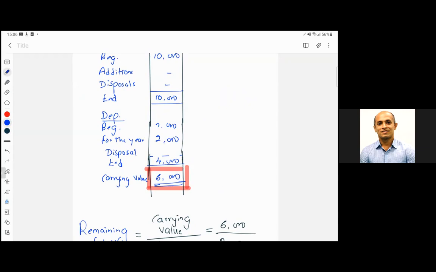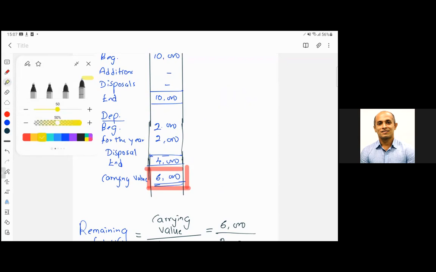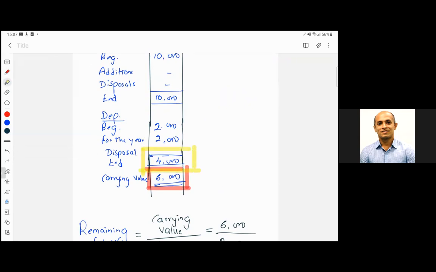Beginning balance 2000, depreciation for the year 2000. Accumulated depreciation at the end is 4000. So this asset has been depreciated by a total of 4000. Annual depreciation is 2000.